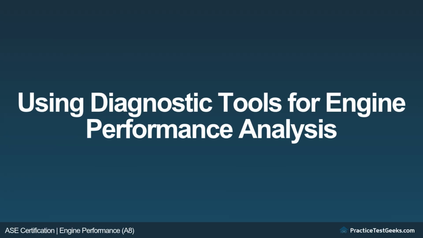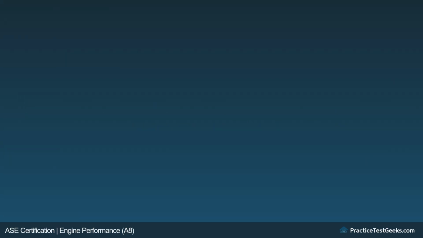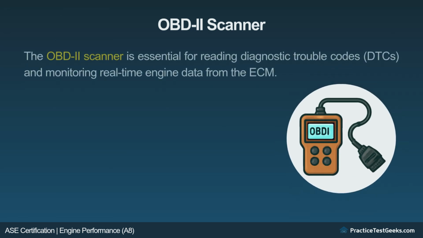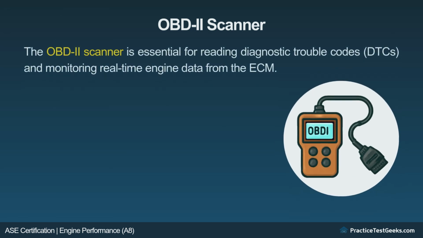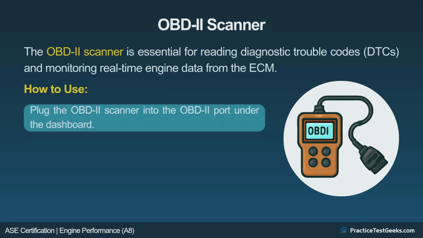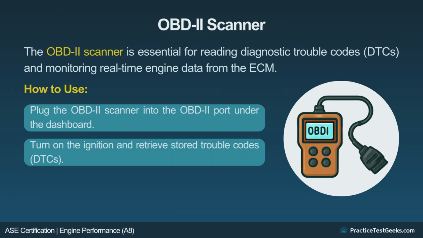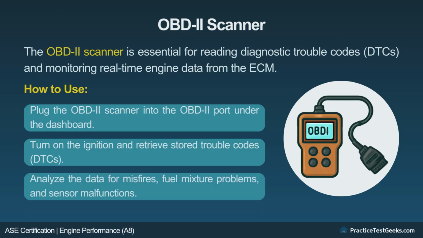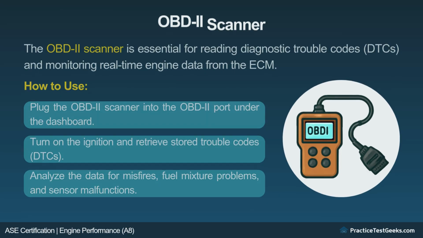Using diagnostic tools for engine performance analysis. Effective diagnosis of engine performance issues requires a variety of diagnostic tools. These tools help technicians identify problems with the fuel, ignition, and air intake systems. OBD2 scanner. The OBD2 scanner is essential for reading diagnostic trouble codes and monitoring real-time engine data from the ECM. How to use. Plug the OBD2 scanner into the OBD2 port under the dashboard. Turn on the ignition and retrieve stored trouble codes. Analyze the data for misfires, fuel mixture problems, and sensor malfunctions.